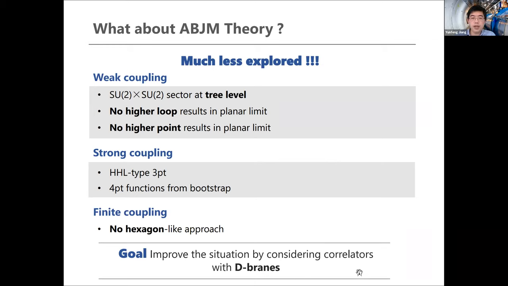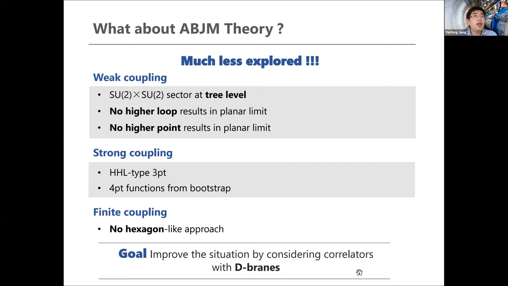Can I ask you a quick question, please? Sure. What do we know about the three-point functions of BPS operators in ABJM? Can you summarize a little bit? You mean the BPS operators? Three-point correlation functions of three BPS operators. They're protected, right?